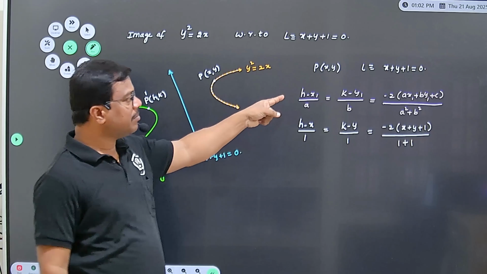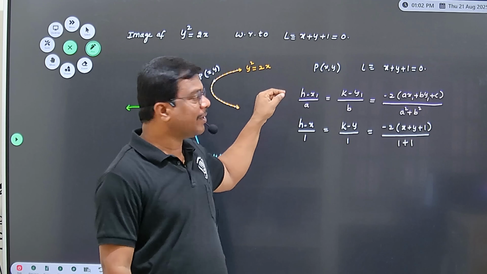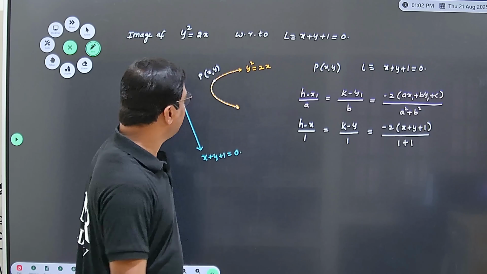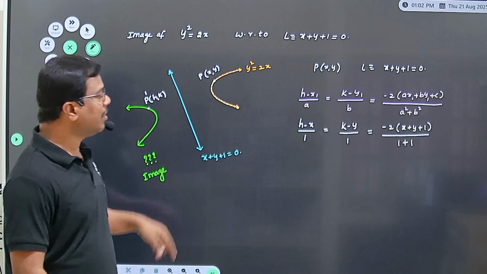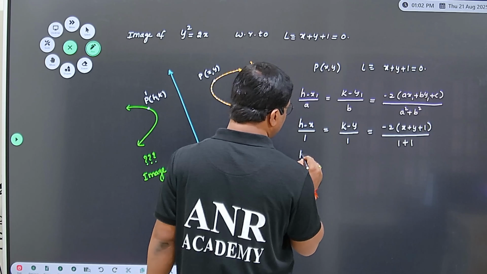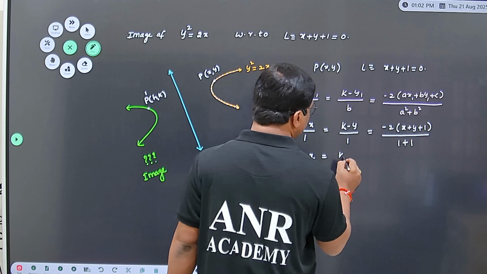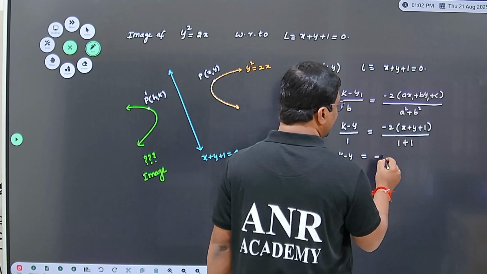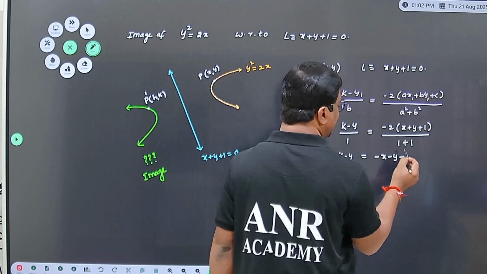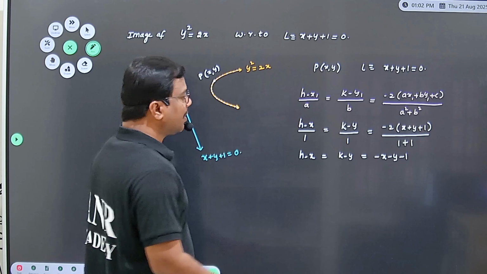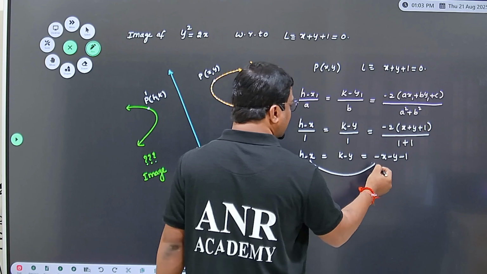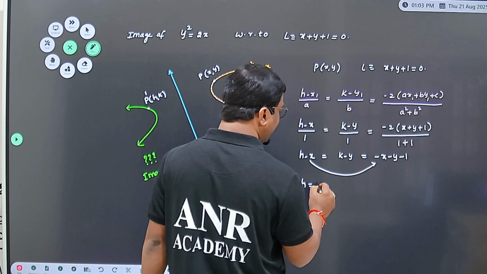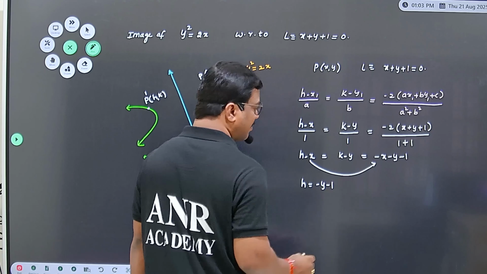H comma k is the image point in the theorem, x1 y1 is the given point, and the mirror is the straight line ax plus by plus c equals 0. Applying the image theorem, we get the result h minus x equal to k minus y equal to 2, which gets cancelled, minus x minus y minus 1. Equating these two, minus x gets cancelled, we get h value minus y minus 1.